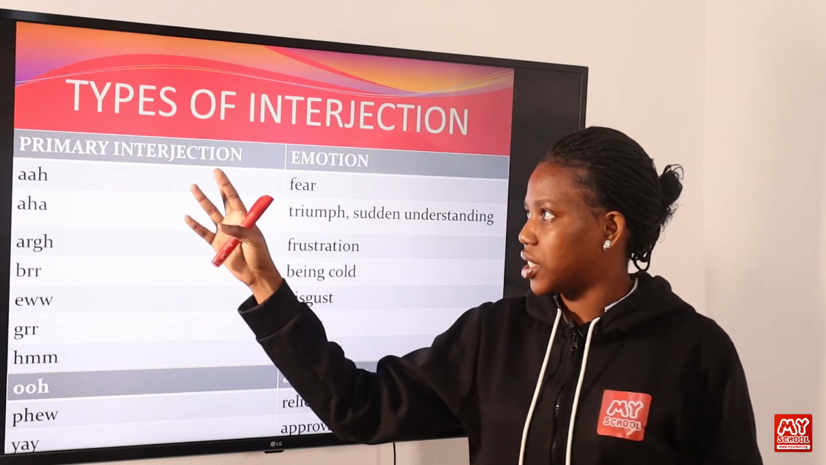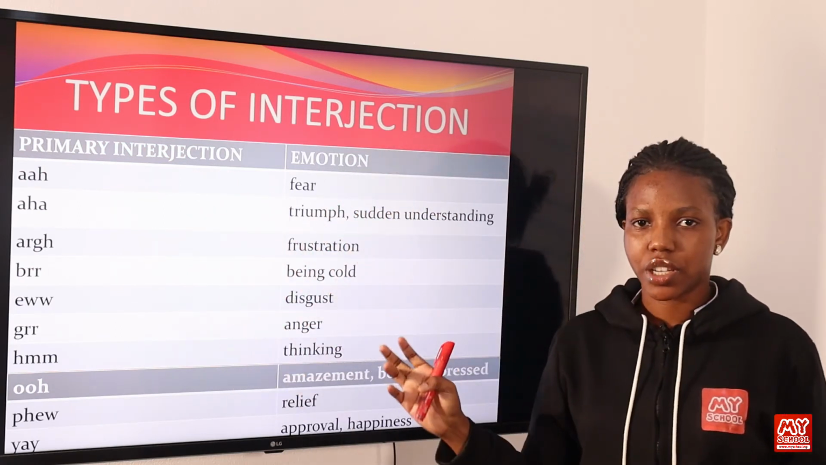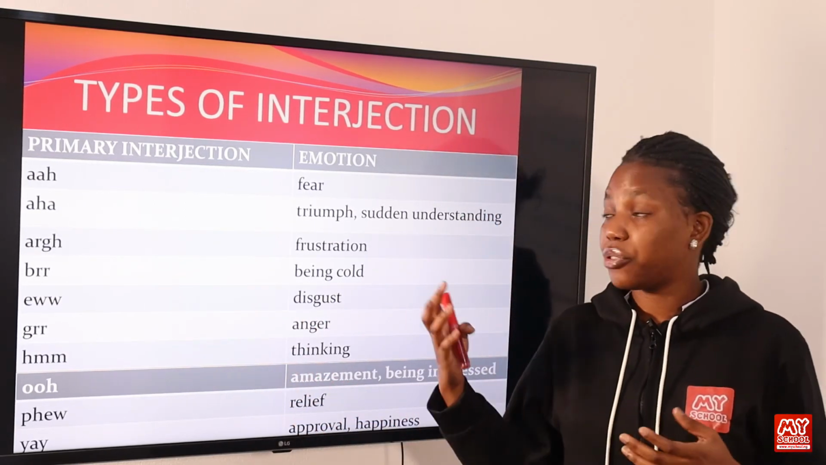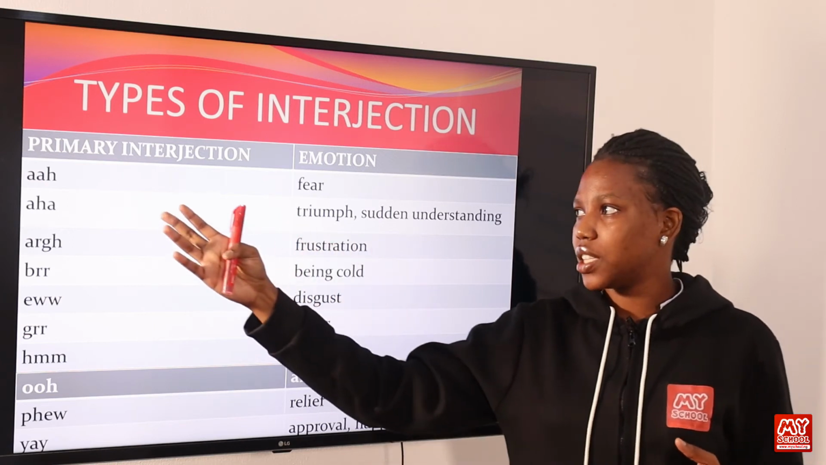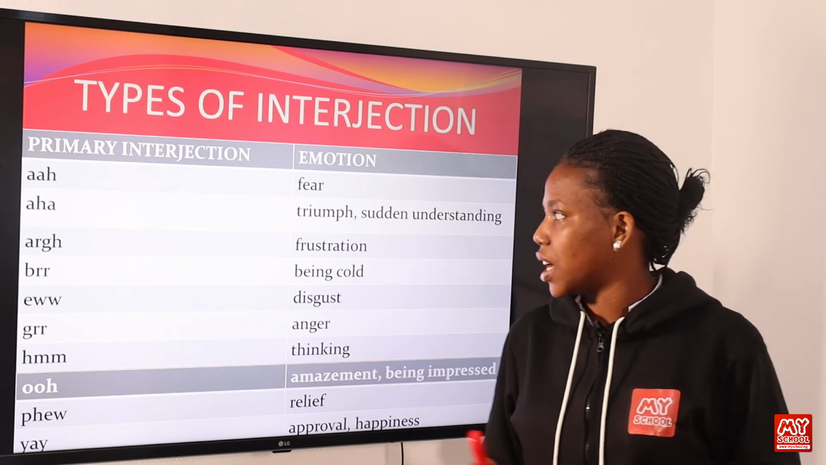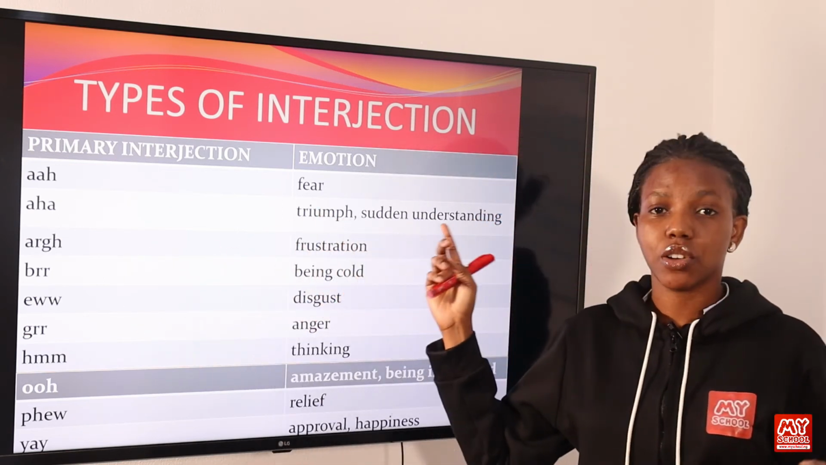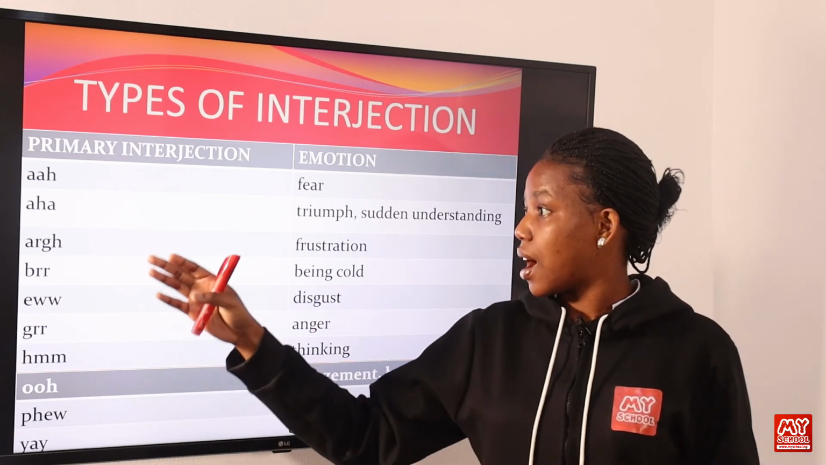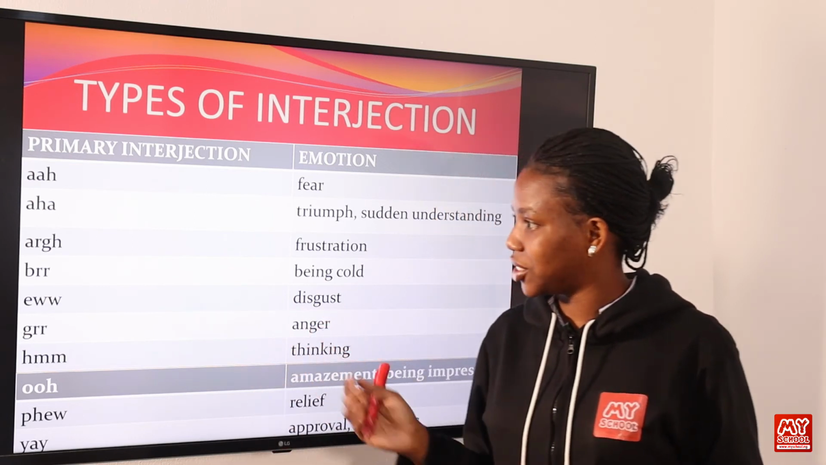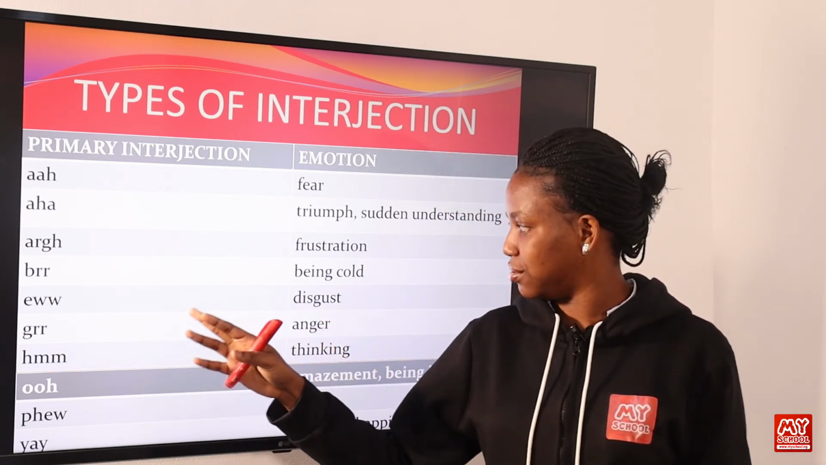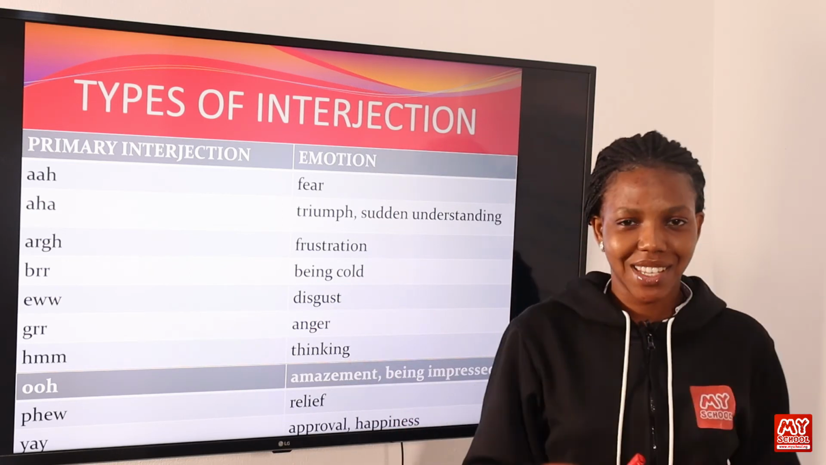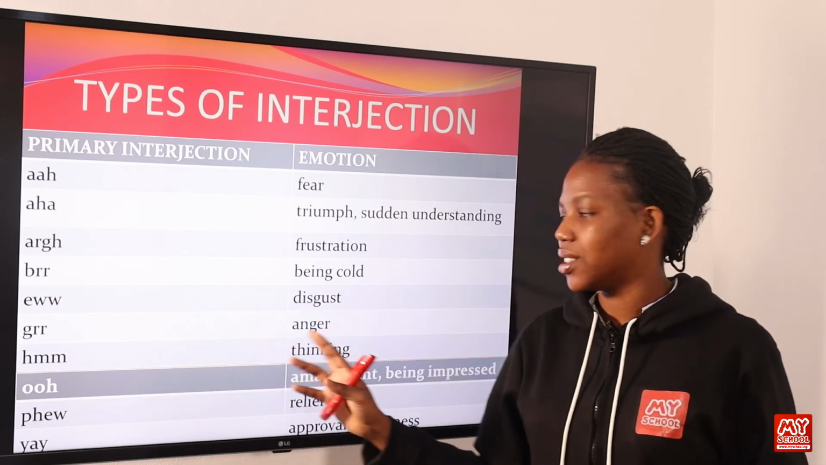So we can see primary interjection and the emotion, the meaning they carry. So the first one we have means fear. When people use the sound it means fear. And we have triumph or sudden understanding. The next one is frustration. It means frustration. We have being cold. Some of those sounds you might not be able to pronounce without getting into the act itself. So we have ew, disgust.